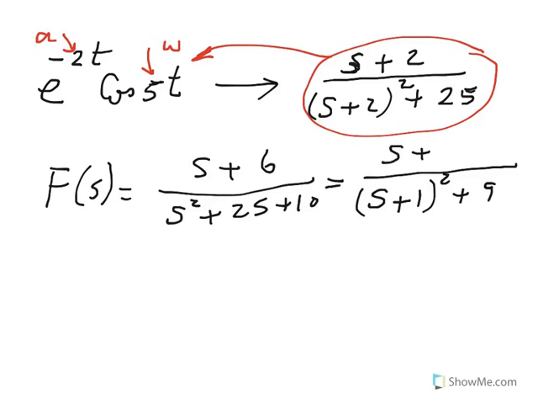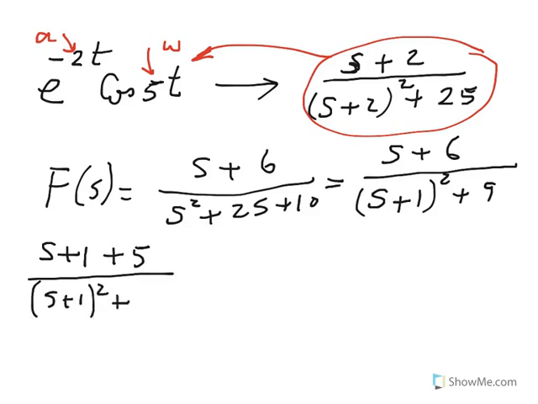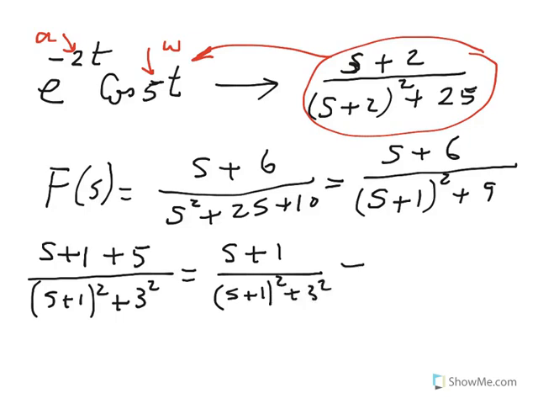And then we have s plus 6 up here. Then look what I'm going to do. I'm going to rewrite this. In the numerator, I'm going to change the s plus 6 to s plus 1 plus 5, divided by s plus 1 squared plus 9, and 9, remember, is 3 squared. Then I can break this into s plus 1 divided by this denominator, s plus 1 squared plus 3 squared, and then I can add 5 over the same thing.